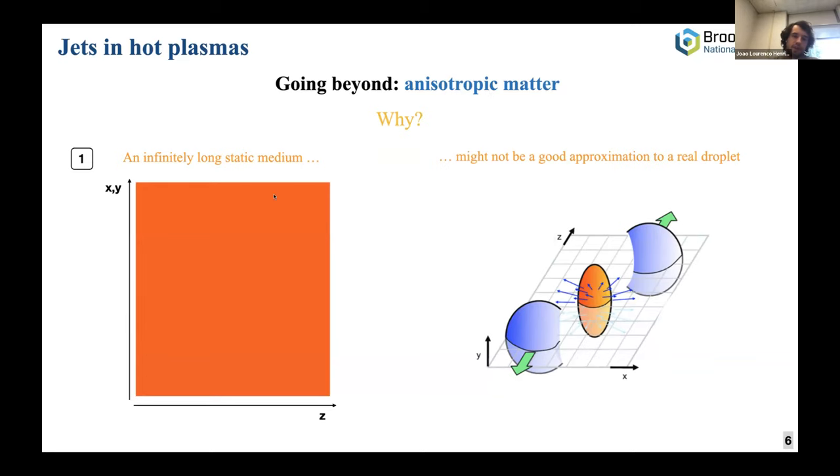As I mentioned in the beginning, in all of these calculations, there is a starting assumption, which is that the medium is essentially an infinitely large brick of matter, and this matter is static, it doesn't have any structure. And of course, this is a very bad approximation to the quark gluon plasma, because we know that the quark gluon plasma has very large, at least initial, gradients, and it expands, it explodes essentially. And of course, this is very far from having a static medium. So ideally, we would like to do the calculations not assuming this type of geometry.